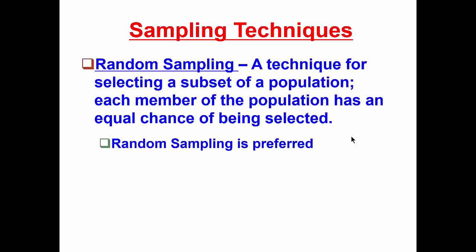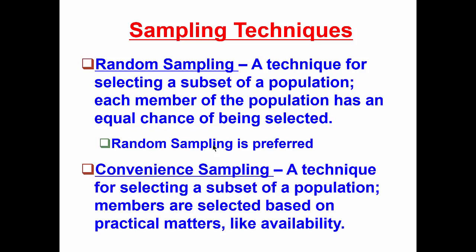The one that we just looked at, so-called random sampling, is a technique for selecting a subset of a population. And each member of the population has an equal chance of being selected, as was the case in our hypothetical numbers out of a hat paradigm. Random sampling is preferred because random sampling generally grants the highest levels of representativeness in the sampling process. And that's what we'd like to see. We'd like to have a sample that is, in many ways, very representative of the population.